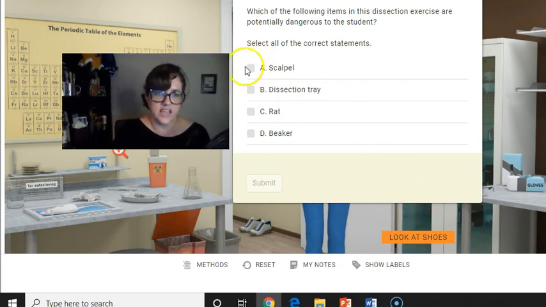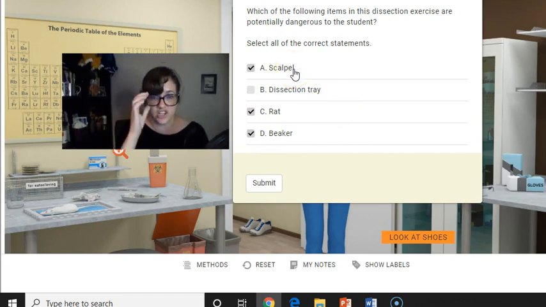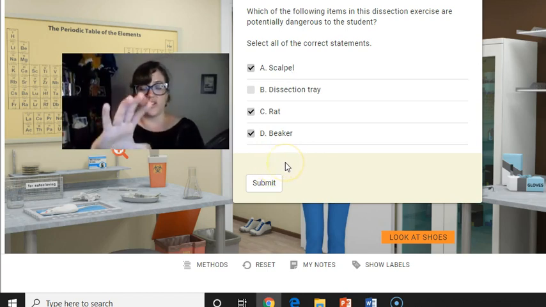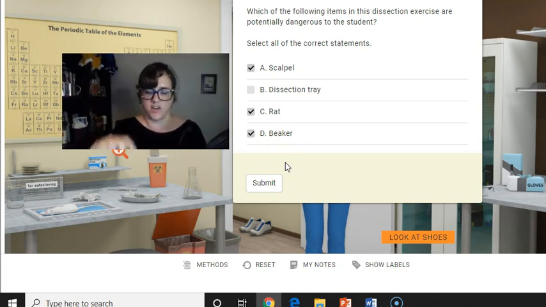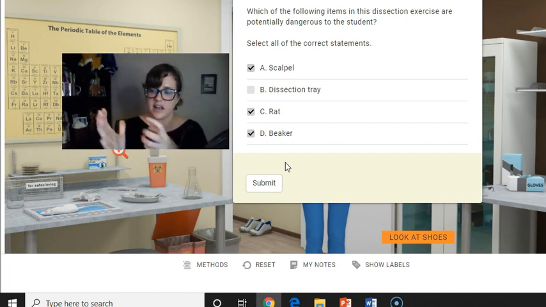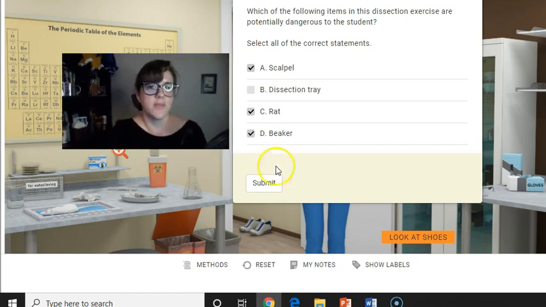How many of these things are dangerous? The dissection tray is not dangerous. It's just a tray, but the rat and the beaker, all of these things could be dangerous. A scalpel is a knife that you use to cut dissection specimens, so that's dangerous. The rat could have chemicals, and the beaker could break and the glass could hurt you. I have a friend who literally cut her thumb badly because she dropped a bottle of fancy balsamic vinegar, and when she reached for the glass pieces, a huge piece of glass went right through her thumb. A nice little transverse cut there.